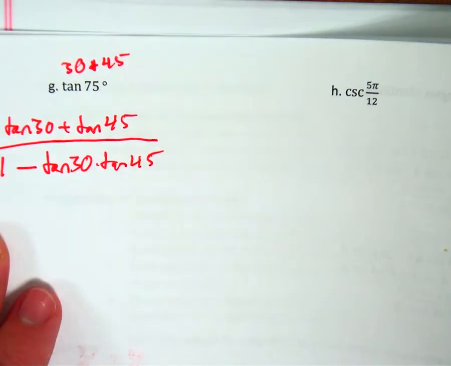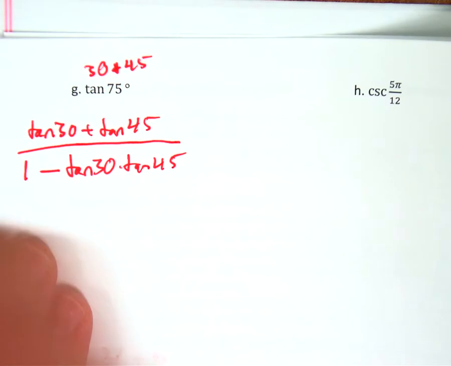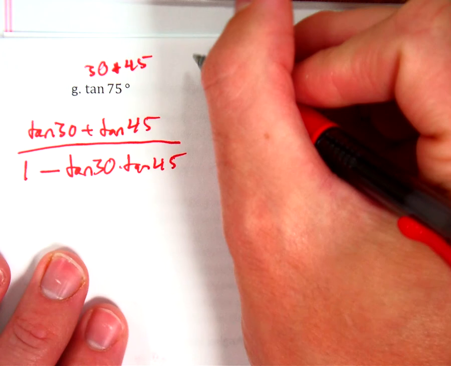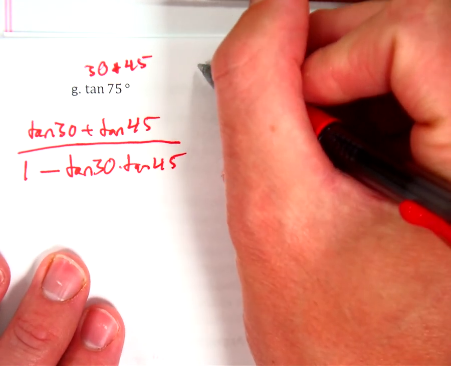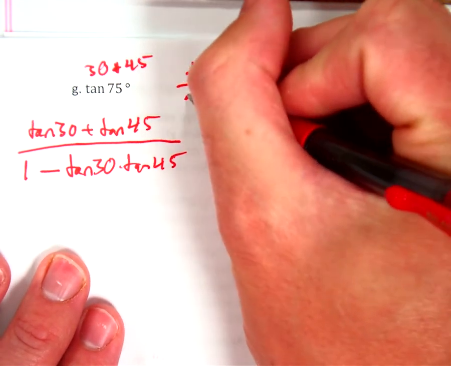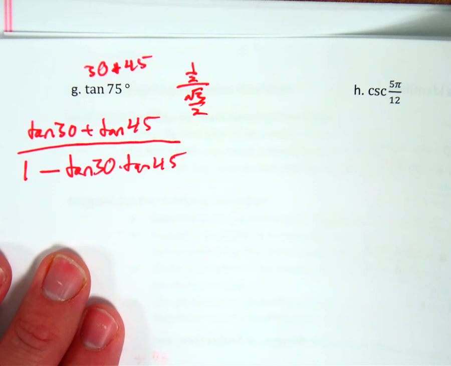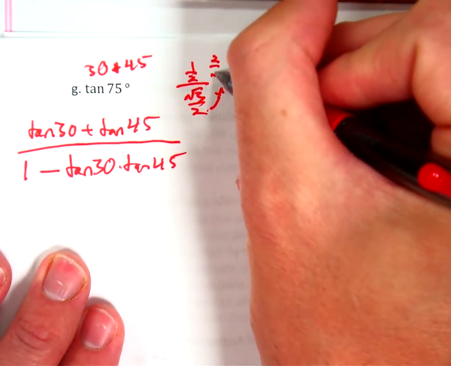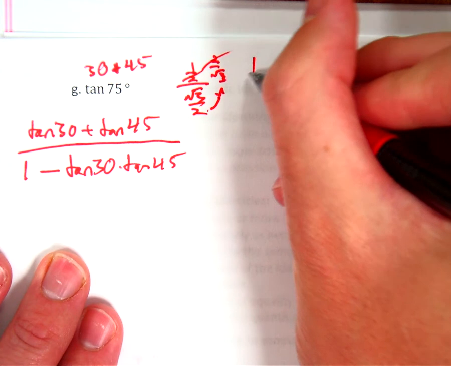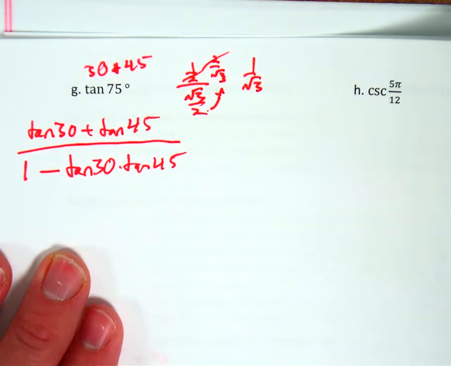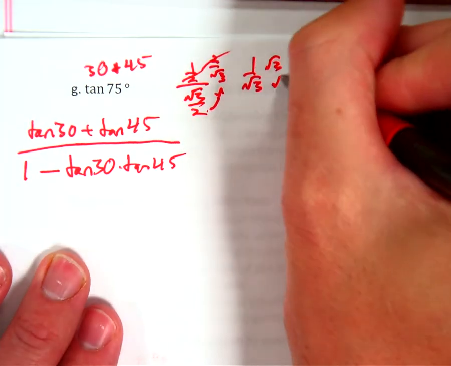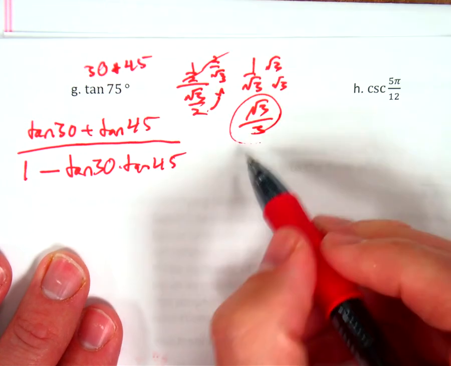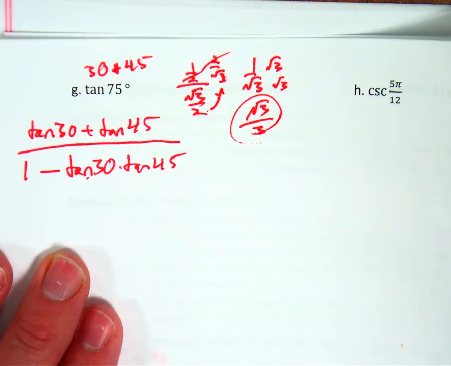So we need to know what tangent of 30 and tangent of 45 are. Remember, it's sine divided by cosine. So at 30, the sine would be a half divided by radical 3 over 2 for the cosine. Multiply it by the reciprocal. And we are 1 over radical 3. Don't want a radical on the bottom, so we multiply by radical 3, top and bottom. And we finally finish with radical 3 over 3. That's going to be tangent of 30.